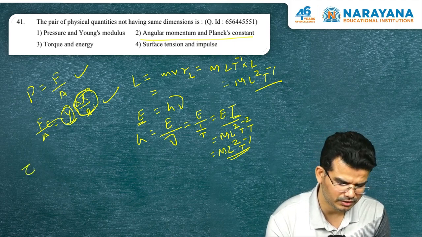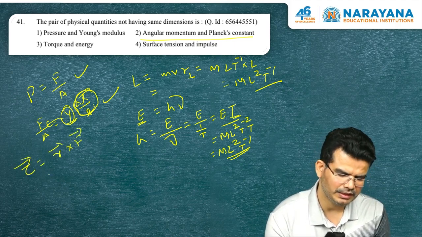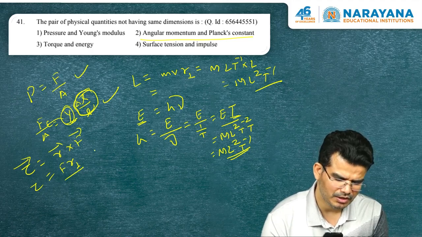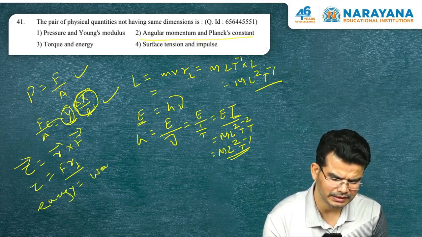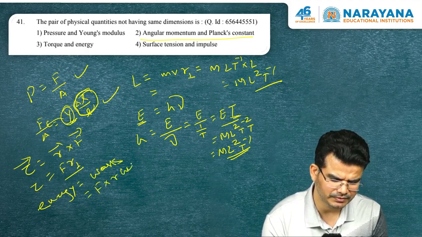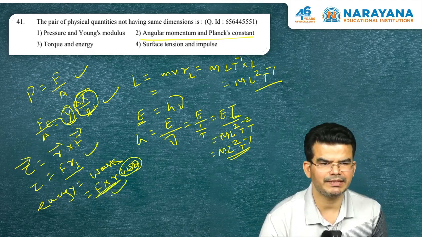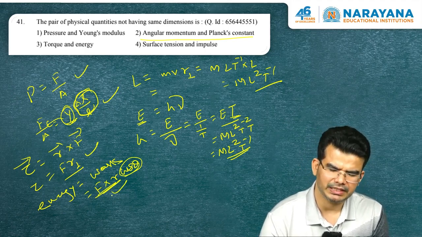Third one is torque. Torque is r cross F. Magnitude wise, torque is F into r perpendicular. So, force into distance. What is energy? Dimensionally, energy is actually work, and work is again force into displacement into cos of theta. Cos of theta is dimensionless. So, both have the same dimension. So, torque and energy have the same dimension. Definitely the fourth is the answer because all three we have checked. Let us check the fourth one also.